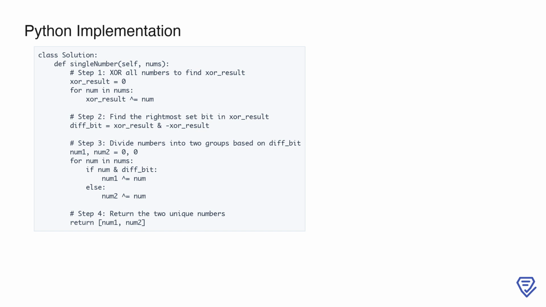Step 3: we then divide the numbers into two groups based on whether a number has this bit set, number & diff_bit not equal to 0, or not, number & diff_bit equals 0. By XORing all numbers within each group, we isolate the two unique numbers because the duplicates cancel out within their respective groups. Step 4: finally, the two results, num1 and num2, are the unique numbers that appear only once in the array. We return them as a list.